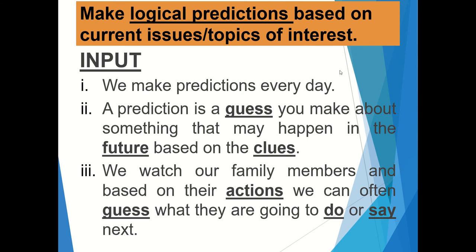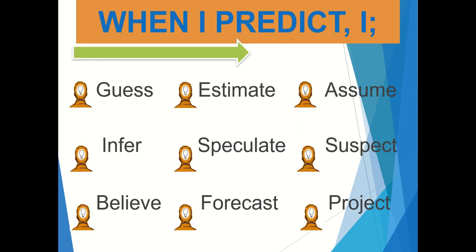Okay, making logical predictions based on current issues. I believe you all are familiar with predicting what will happen next. We make predictions every day. A prediction is a guess that you make about something that may happen in the future based on the clues that you know now. Sometimes we also watch our family members, and based on their actions, we can often guess what they are going to do or say next. Those are the kind of prediction activities that we make every day. When I predict, I basically guess, estimate, assume, suspect, speculate, infer, believe, forecast, and project. These are all the things that we do when we make predictions.